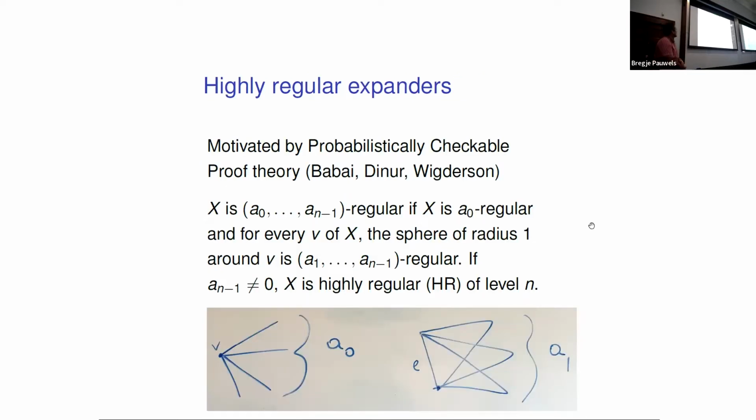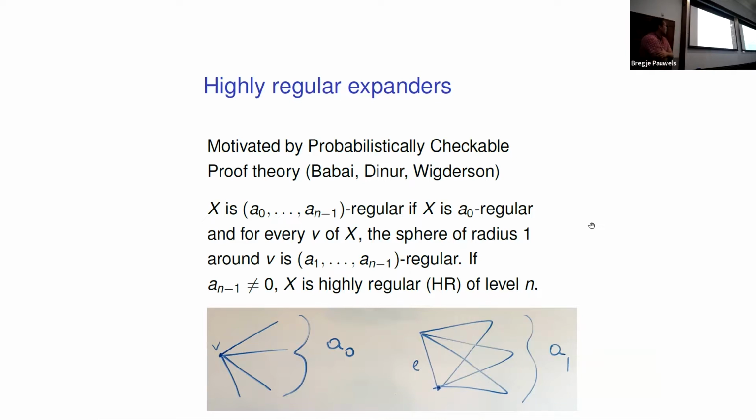Then we are going to be interested in this talk in highly regular expanders. So this is motivated by probabilistically checkable proof theory, of which I don't know anything, but I think maybe Murray knows and Yu-Ming probably knows a thing or two about this. But they have been studied by very serious people in theoretical computer science, Laszlo Babai, Irit Dinur, Avi Wigderson. And so the need for highly regular expanders sort of arose in their work.